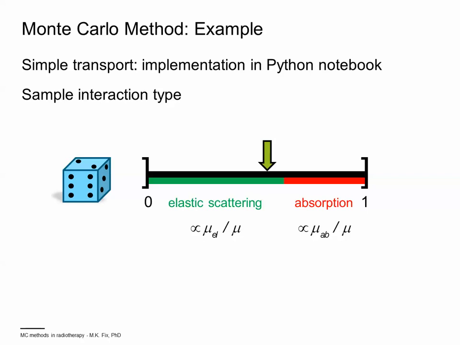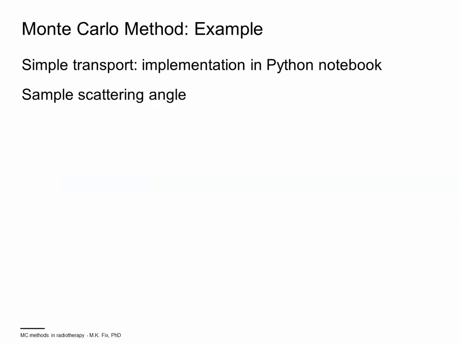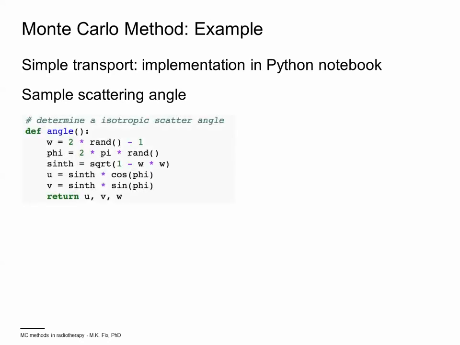is used. This can be realized in a single command line in Python. If the expression is true, an elastic interaction is sampled, otherwise the particle is absorbed. In case of the absorption, the photon track stops, while in the case of an elastic interaction, the isotropic scattering angle is determined using this sampling routine.